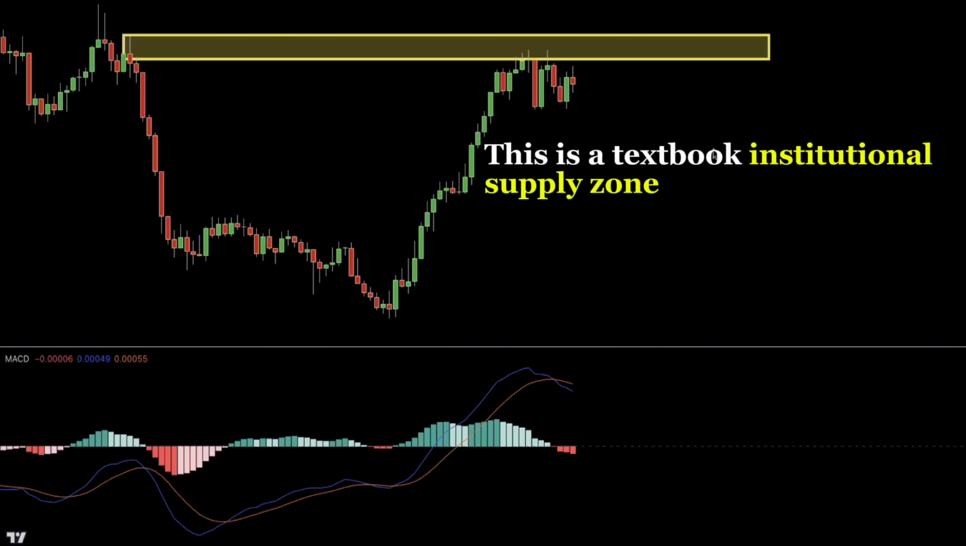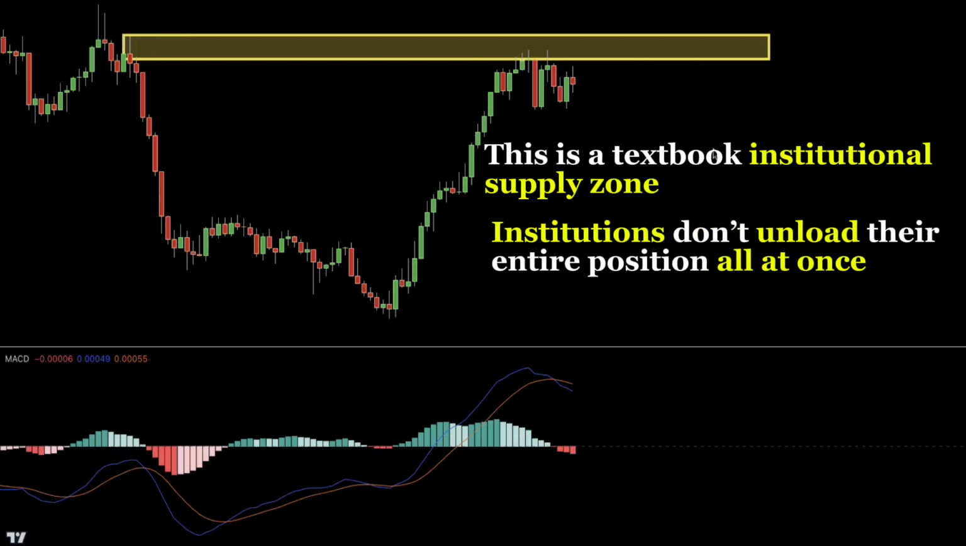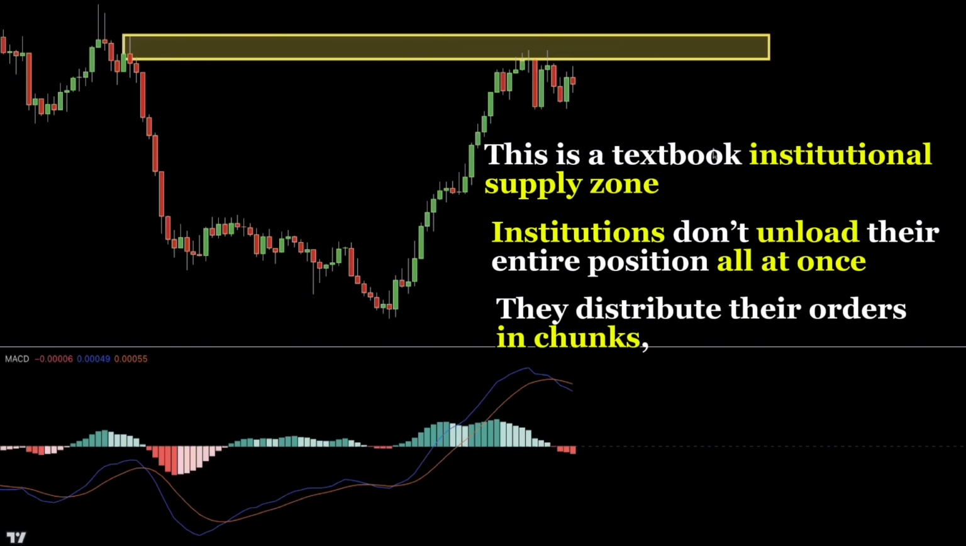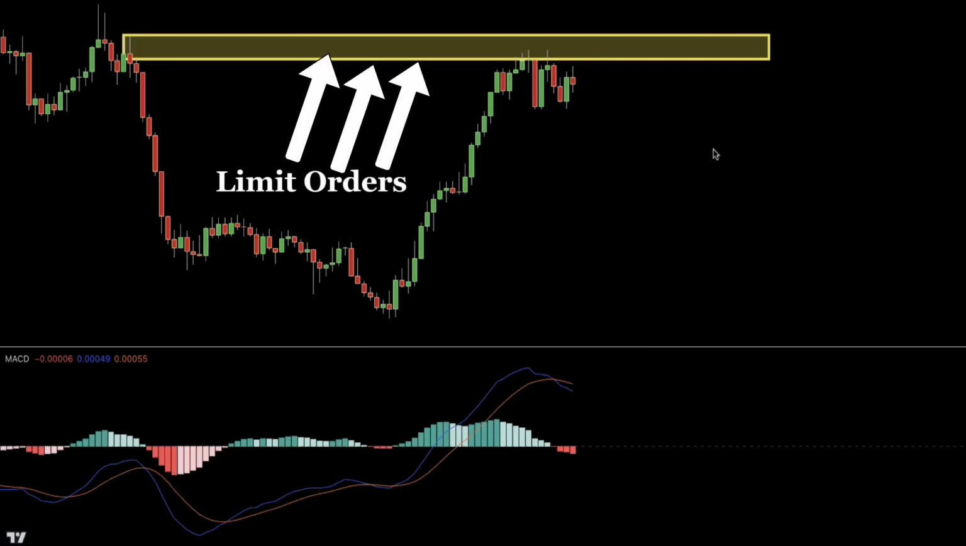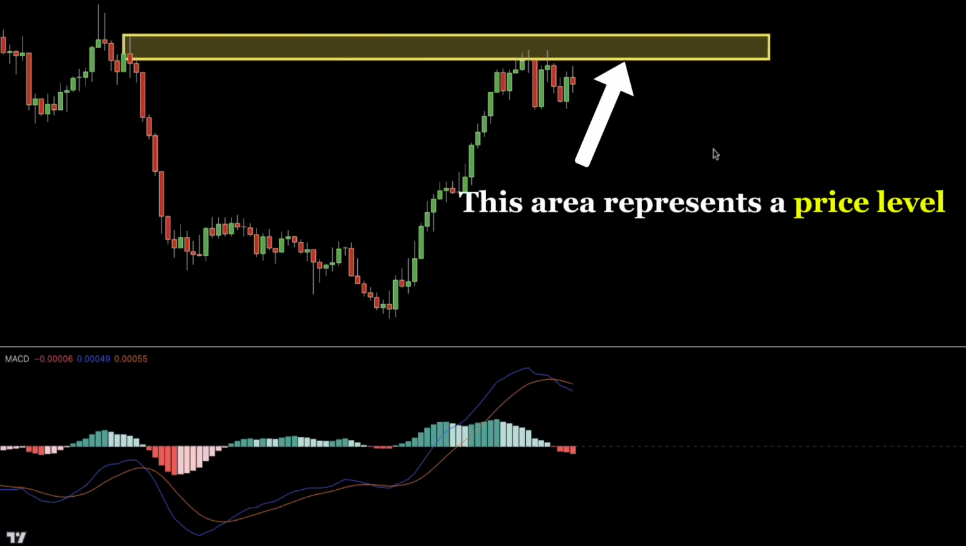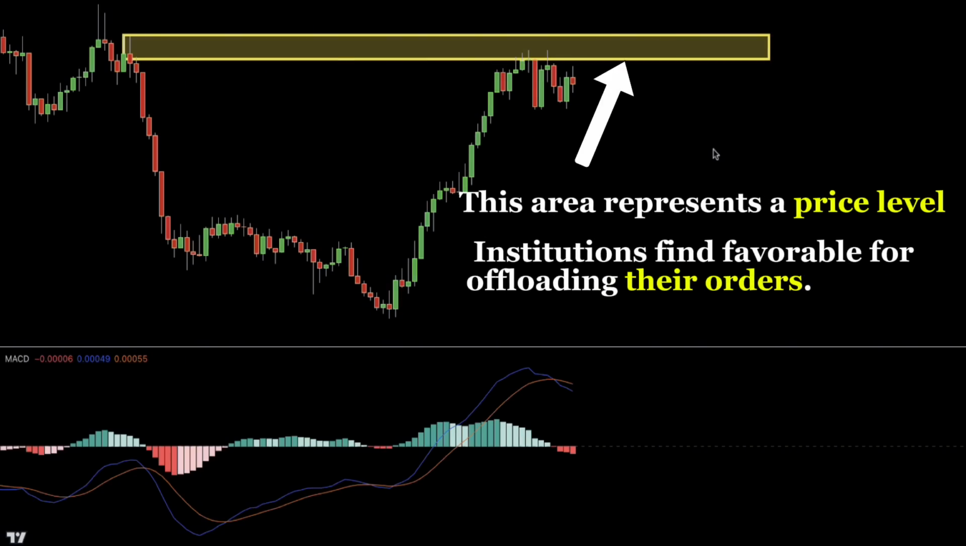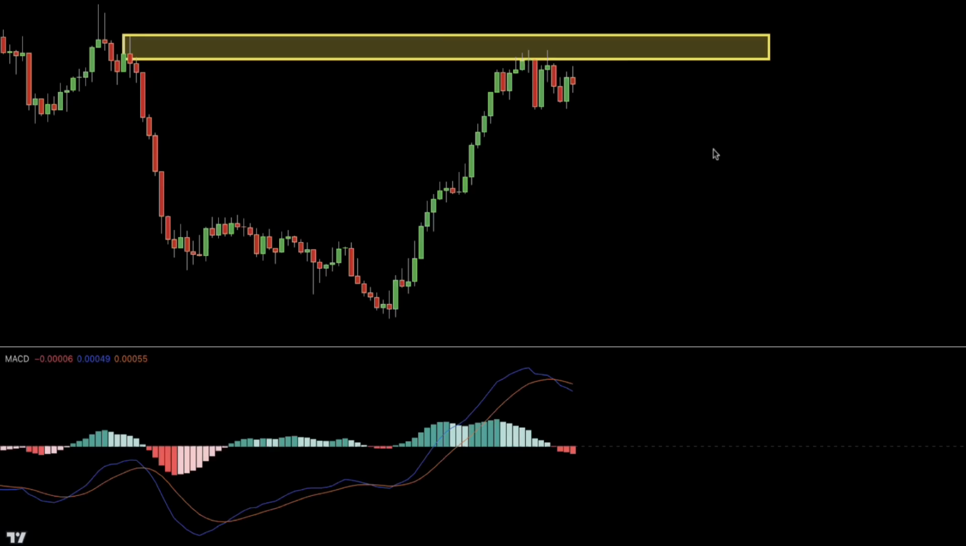This is a textbook institutional supply zone, because institutions don't unload their entire position all at once. Instead, they distribute their orders in chunks, placing limit orders at the same price level to sell more if the market revisits the zone. This area represents a price level institutions find favorable for offloading their orders. So what happens when the market revisits this zone? It often faces strong resistance and drops.